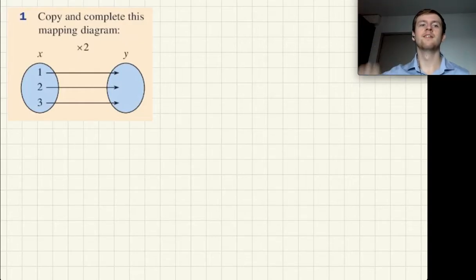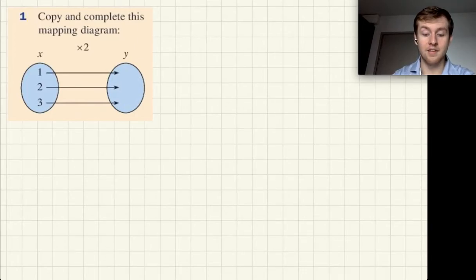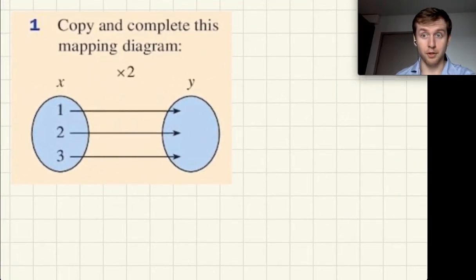Hello everyone! Let's see what we have this time. Copy and complete this mapping diagram. I already copied it, so that part is done, and now we have to actually complete this thing. What this does is basically multiply everything by 2.